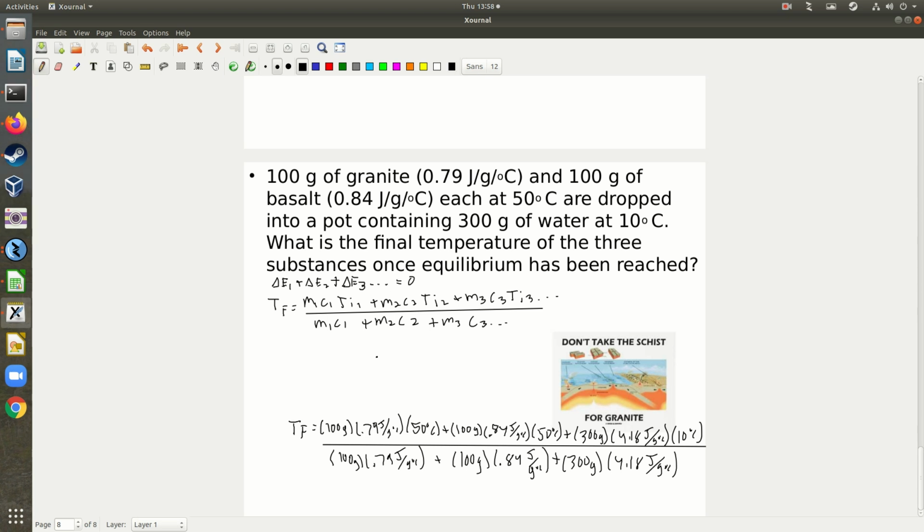I'm going to go up right here. Okay, once again, very close to the water. Well, a couple things. We had more water than we did both the granite and the basalt put together. So there is that. But once again, water's just got such a higher specific heat that it's just going to end up regulating everything and keeping the temperature close to itself. And so yeah, it ends up being 14.6 once it hits equilibrium. Okay, that is it.